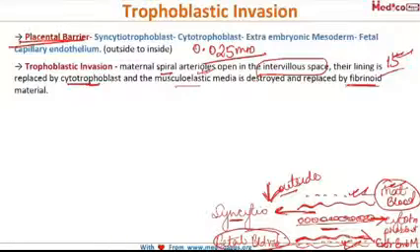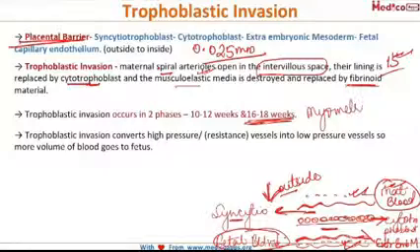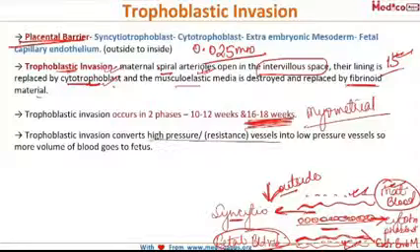And this trophoblastic invasion occurs in two phases. First, in the 10 to 12 weeks of gestation, in which the invasion is up to the decidual segments of the maternal arteriole, and the second phase, which occurs in 16 to 18 weeks, when it occurs up to the myometrial segments of the arterioles. So, in this trophoblastic invasion, as we have discussed, their lining is replaced by the cytotrophoblast and the fibrinoid material. So, the arterioles become distended and they are converted from high pressure vessels into low pressure vessels, so that more volume of blood goes to the fetus.